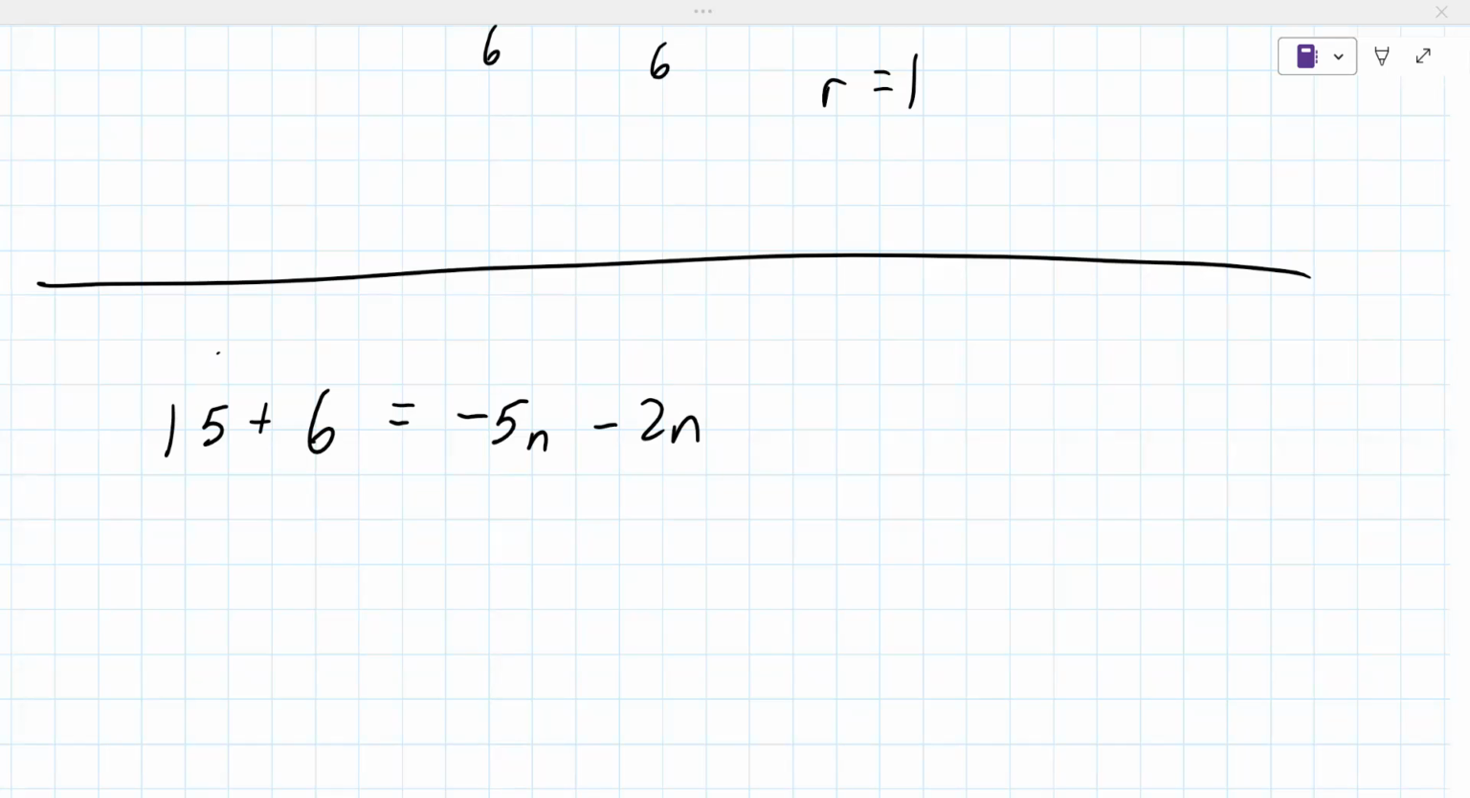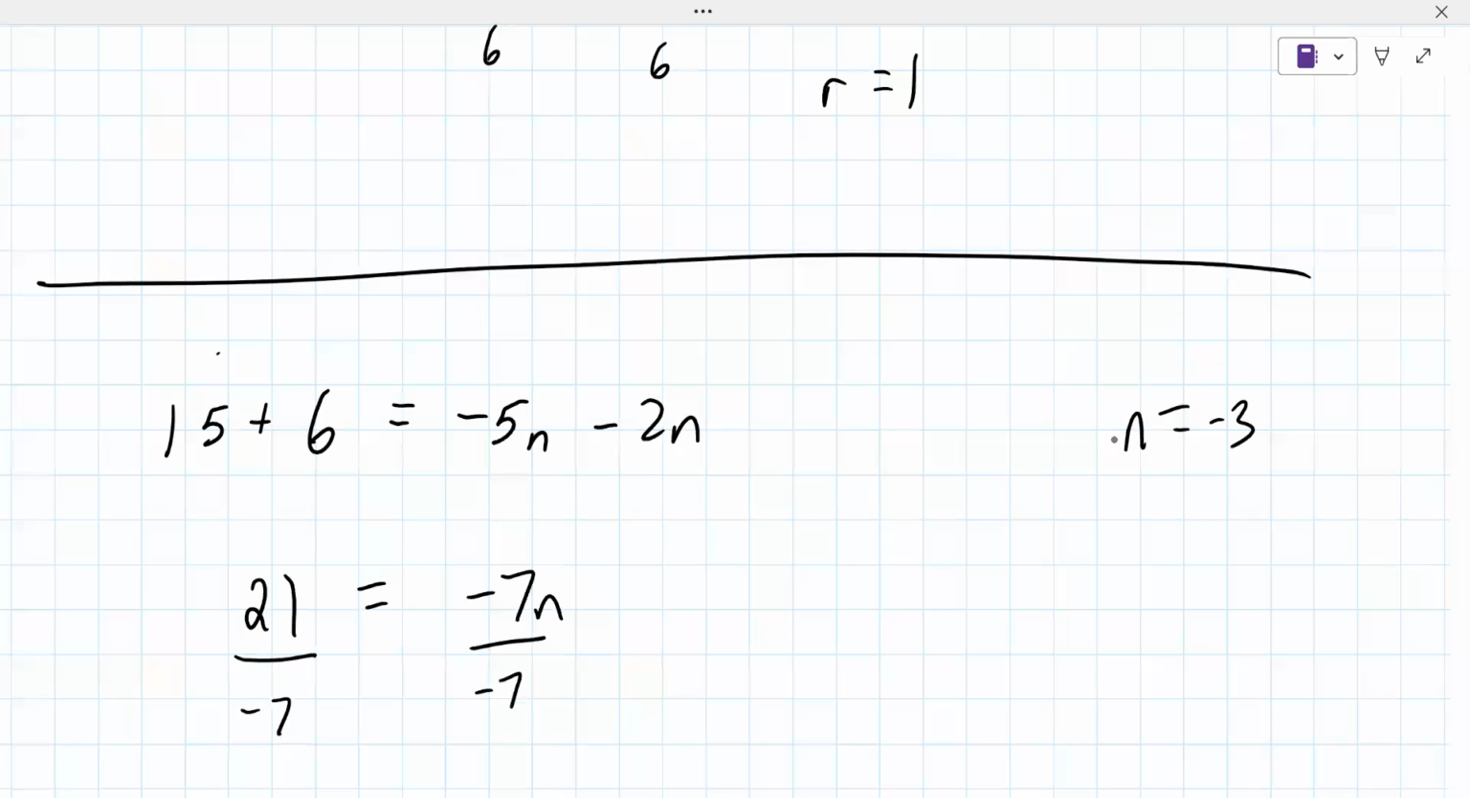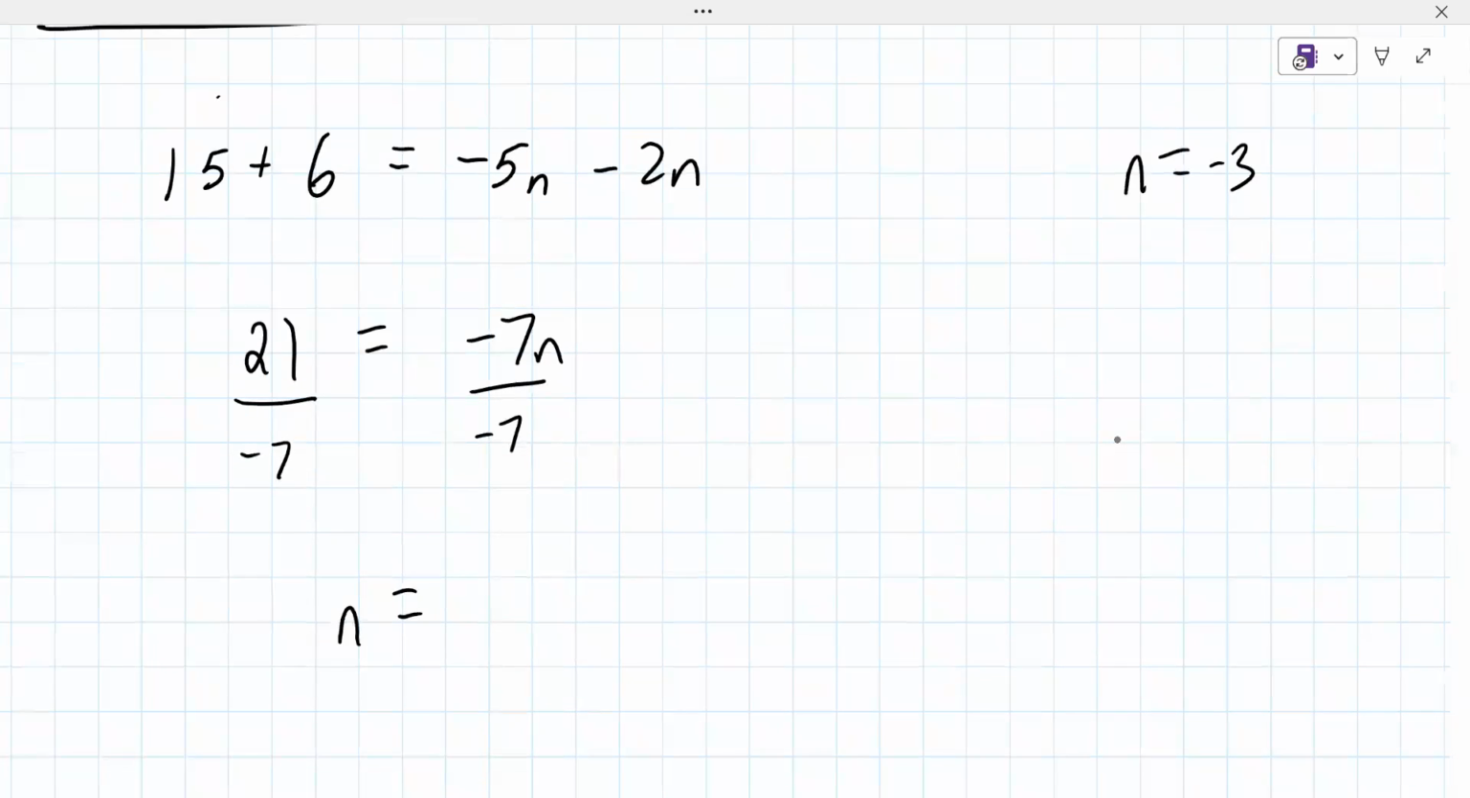N equals -3. N equals -3. All right. The 15 plus 6 is 21, which equals -7n. And then you divide both sides by -7. And you're right, n does equal -3. You've answered a lot of questions correctly so far today. That's fantastic. Do you feel like you're getting this down pretty well?